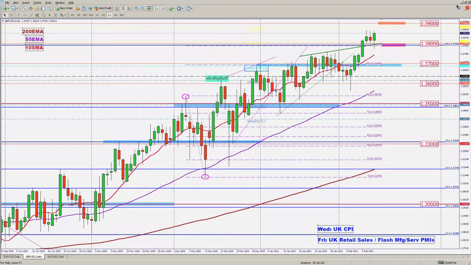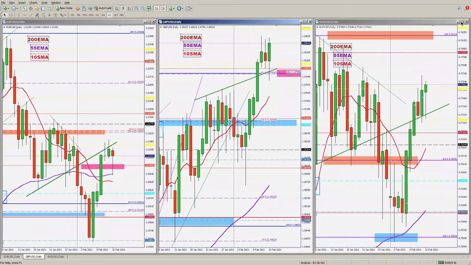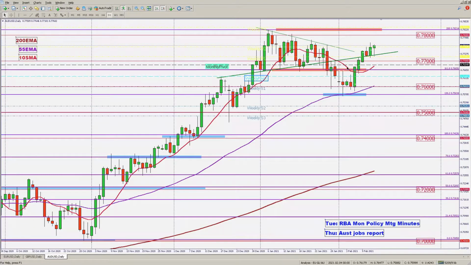Let's move on to the Aussie dollar. Likewise with the FOMC, there's a central bank meeting minutes release, and the RBA is releasing theirs on Tuesday. There's the ECB on Thursday and the FOMC on the Wednesday. And then Thursday, there's the Australian jobs report.